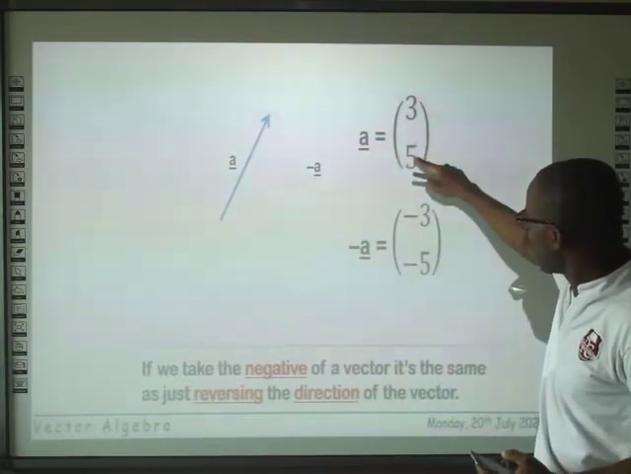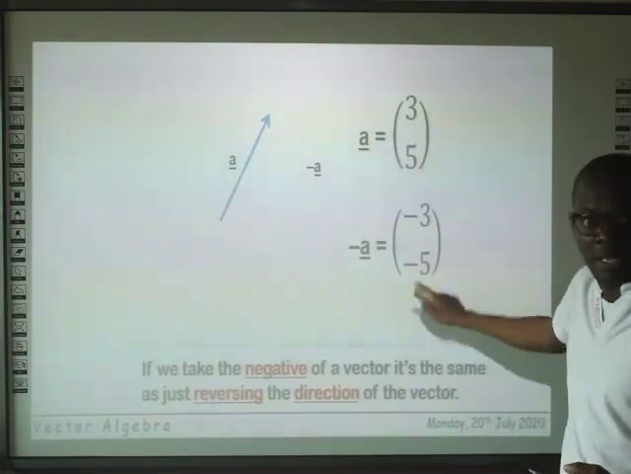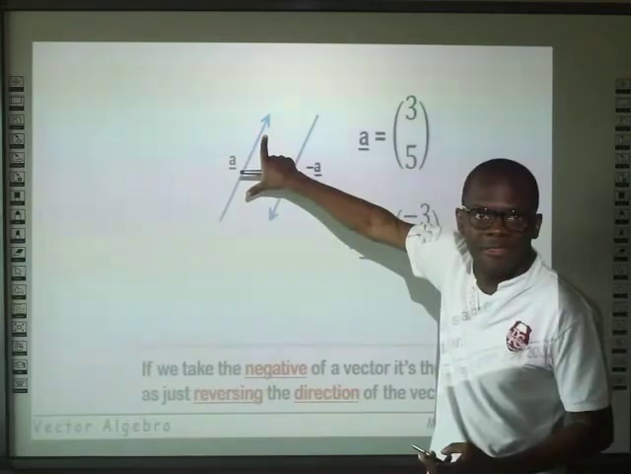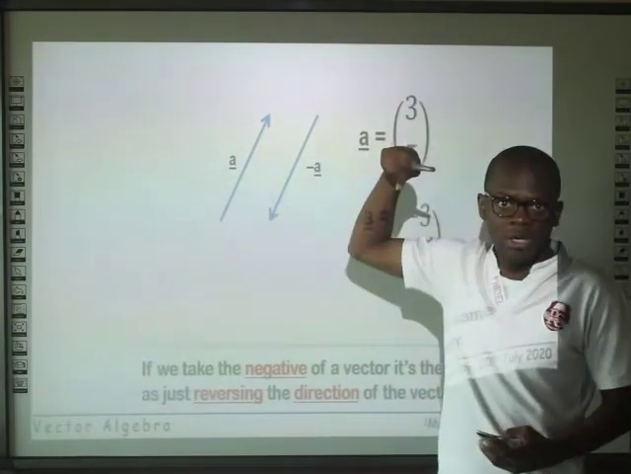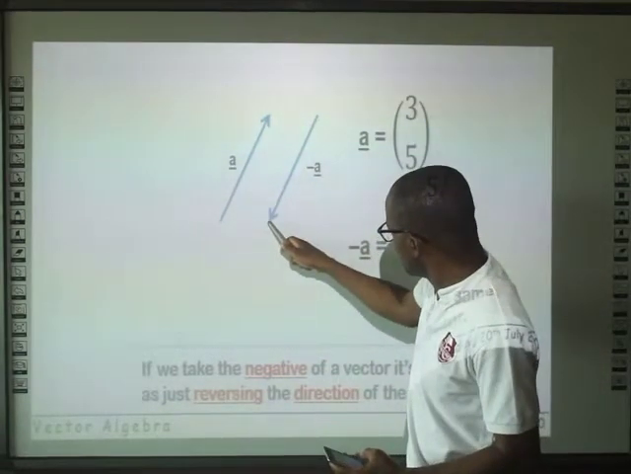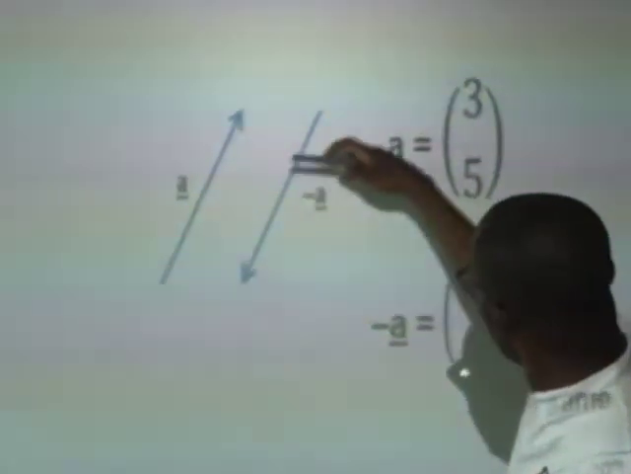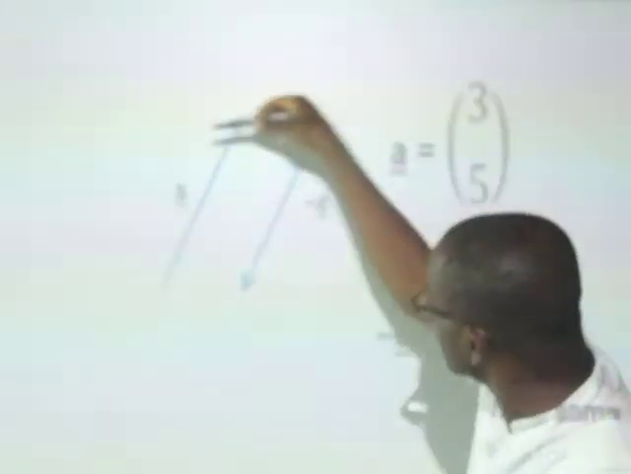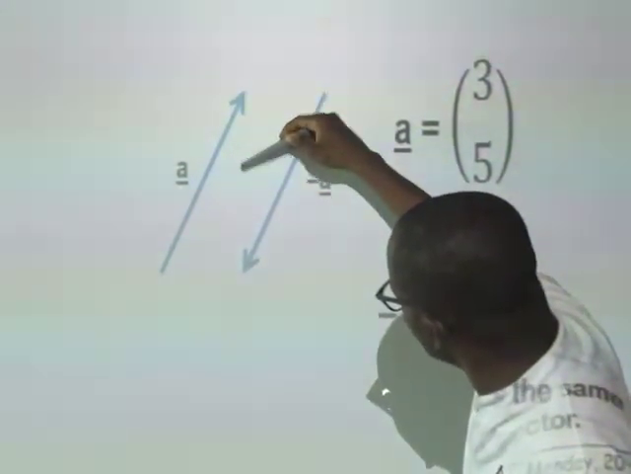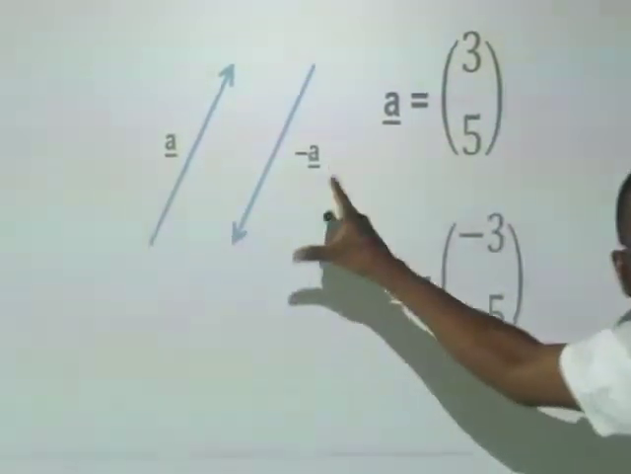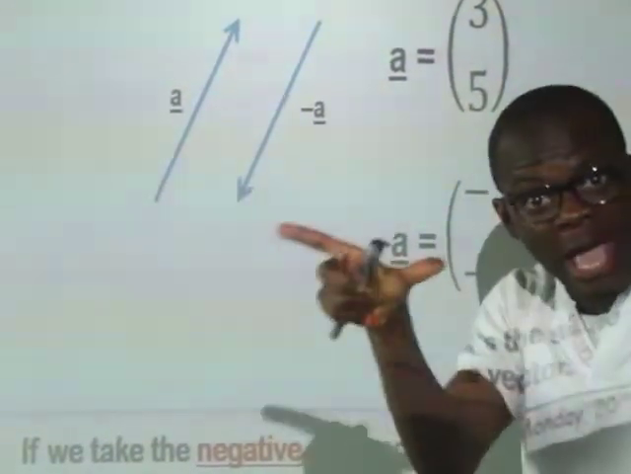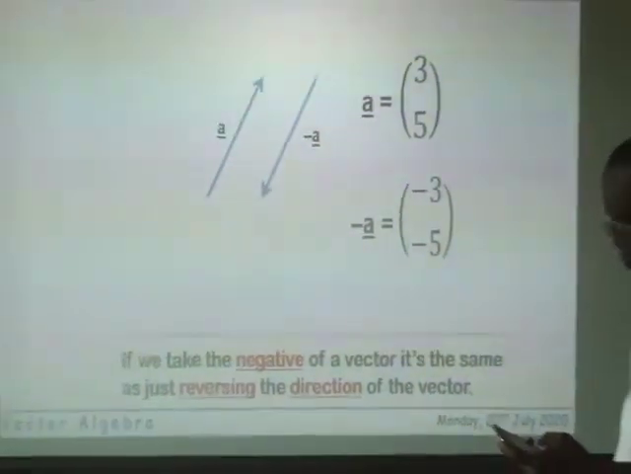So A is 3, 5, but minus A is minus 3, minus 5. Okay? So there you go. It's exactly the same length, but just the direction changes. Okay? And I hope you all can see that. Look at A: 1, 2, 3, then 1, 2, 3, 4, 5. But minus A, you have to go the opposite way: 1, 2, 3 to the left, and then minus 5, down, 1, 2, 3, 4, 5. So it's the exact opposite. Same size, same length, just the opposite.